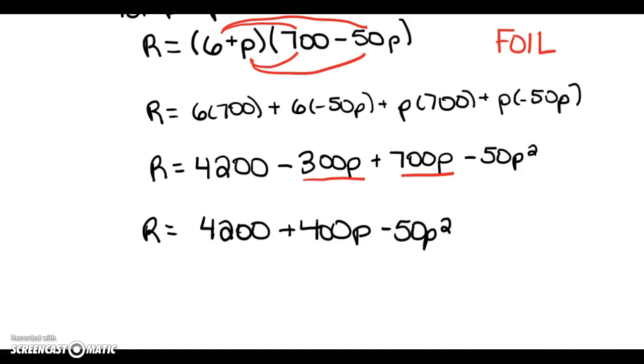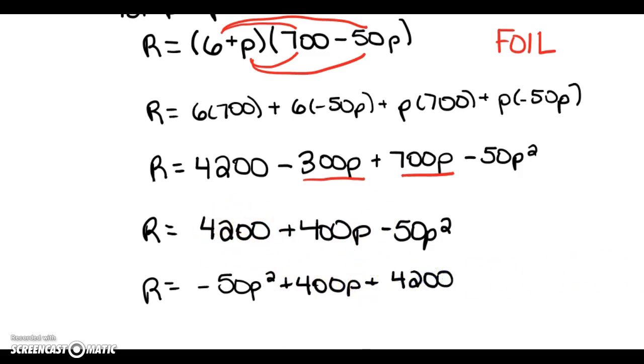And then our last step here is just to reorder this, because remember in standard notation, we usually go with our highest exponent going down to the lowest. So we're going to write this negative 50p squared first. Then the next lowest exponent would be p, which is to the power of 1. So plus 400p. And then plus 4,200. If the first term is a positive value, just separate it with a plus sign.